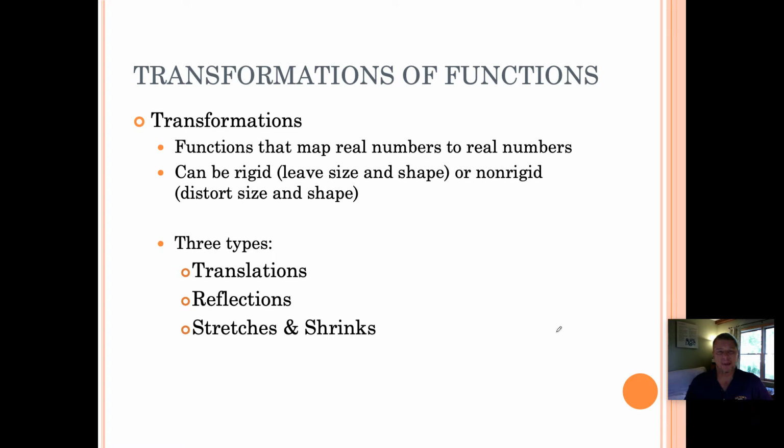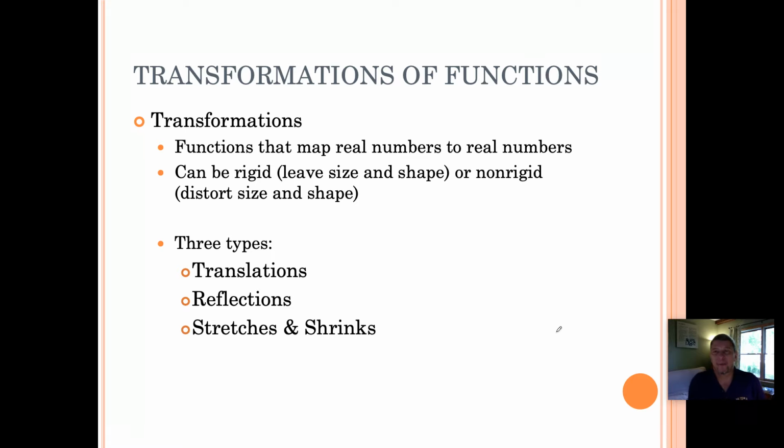Now, a reflection generally takes place across either the x or the y axis. And so essentially what you're doing is you're flipping something vertically or horizontally. Either way. You can reflect across the y-axis, which is a horizontal reflection, or you can reflect across the x-axis, which would be a vertical reflection.